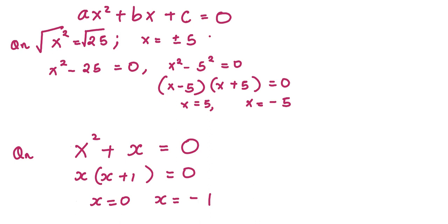Also, when you find that you don't have a B, you have a C, either you could take a root both sides, or you could also do a difference of two squares.